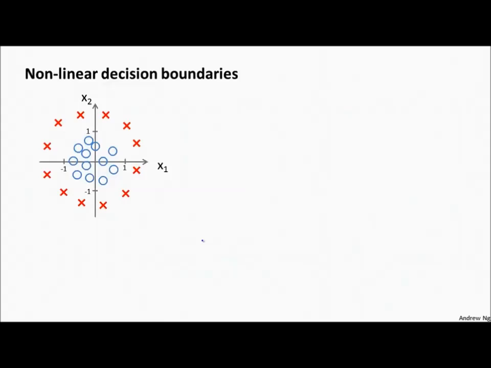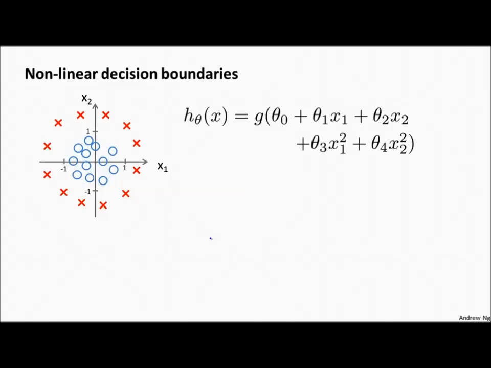Let's now look at a more complex example where, as usual, I have crosses to denote my positive examples and O's to denote my negative examples. Given a training set like this, how can I get logistic regression to fit this sort of data? Earlier, when we were talking about polynomial regression or linear regression, we talked about how we can add extra higher order polynomial terms to the features, and we can do the same for logistic regression.